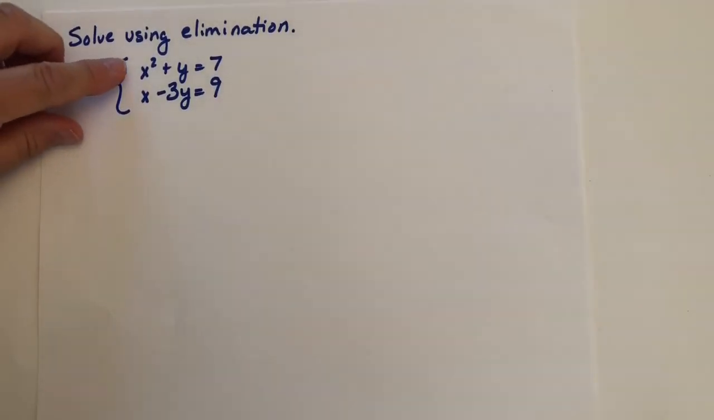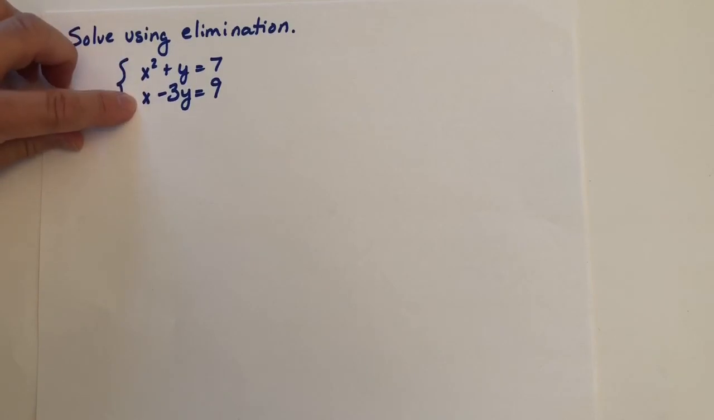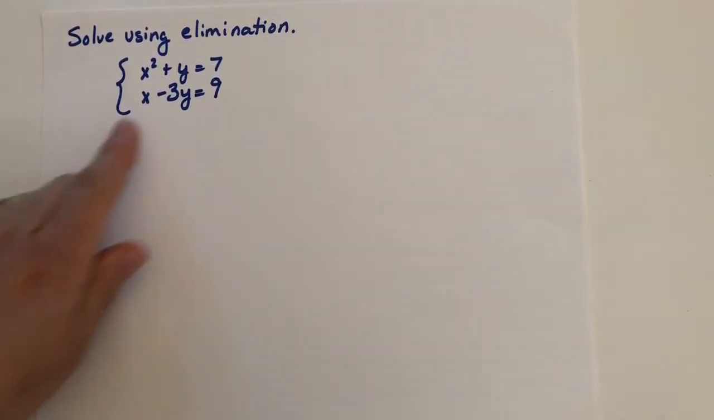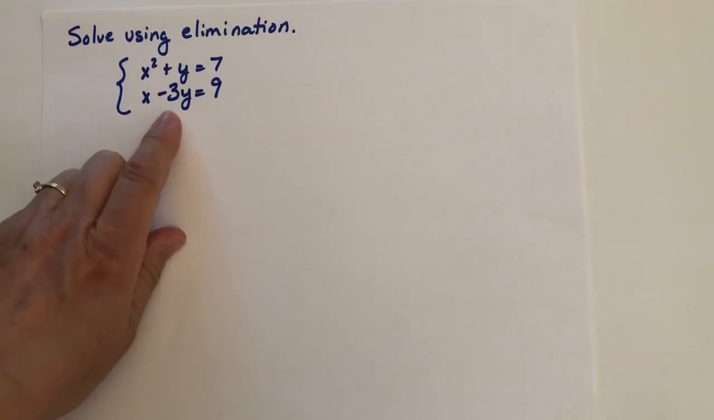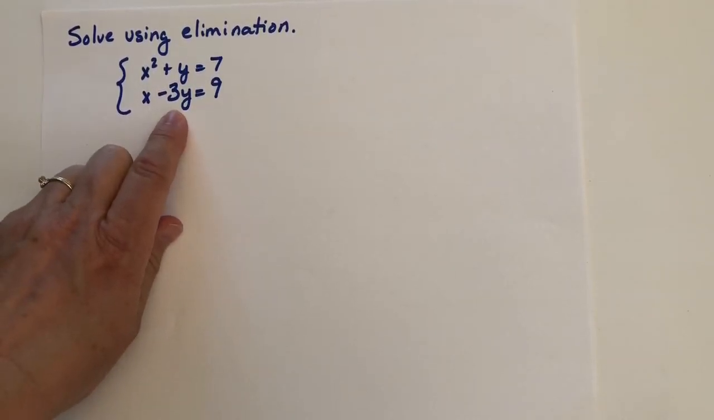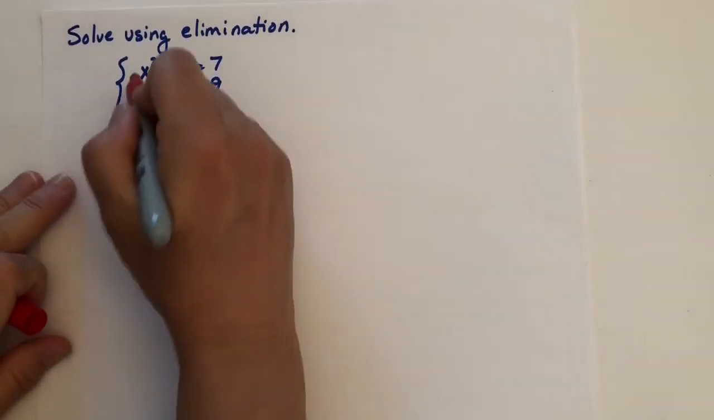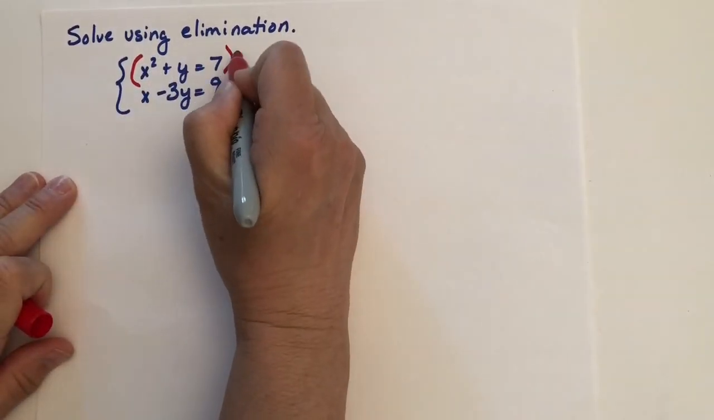I see that x is second degree here and first degree here, so I can't eliminate those x's easily, but I can eliminate the y's. Notice this is a negative 3y. All I need to do is make sure this becomes a positive 3y. So I'm going to multiply the first equation by 3.